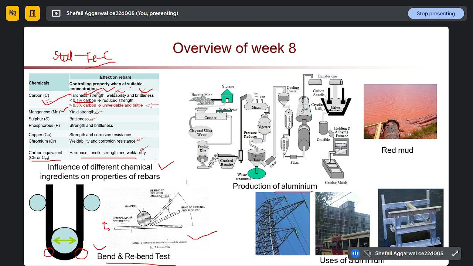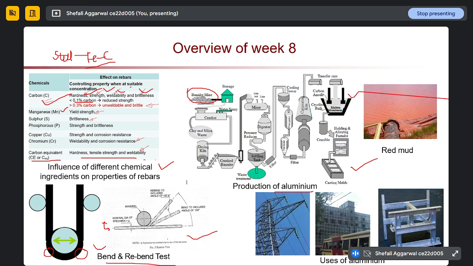So how is aluminum produced? We have a raw material called bauxite. From bauxite, we are producing aluminum. Bauxite will be put under pressure, then we will have alumina. From bauxite, we get alumina, and this is the complete procedure you can see. And at the end of the day, you will get your molten aluminum.